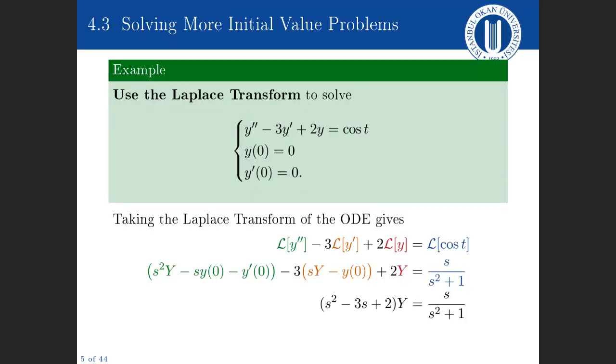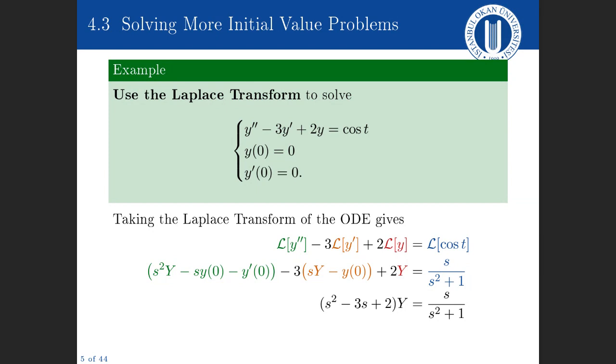The first thing we do is take the Laplace transform of the differential equation, and we use the formulae from the theorem. In green, we have the Laplace transform of y double prime, s squared capital Y minus s y of 0 minus y prime at 0. In orange, there's the Laplace transform of y prime, that's s capital Y minus y of 0. In red, the Laplace transform of y, just capital Y. And in blue, there's the Laplace transform of cos t. You will recall that that's s over s squared plus 1.